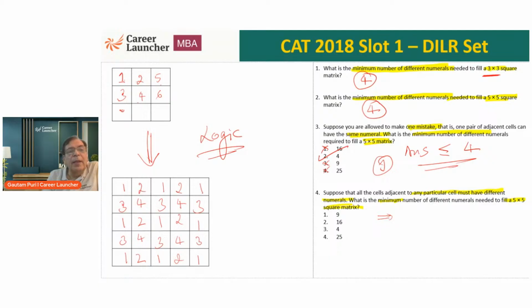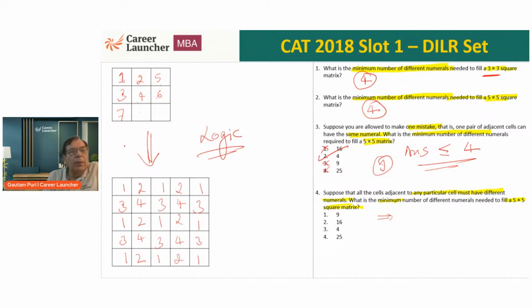Similarly, what will be the number here? 3 is already touching 1, 2, 4. So this can be 5. Right? What about this one? 4 is being touched by 2, 3, and this one by 1, 2, 5, 1, 2, 3, 5, 6. So it cannot be any of these. Oh, sorry, 5 is also wrong. My mistake. I'm surprised no one mentioned it. This cannot be 5 because 5 is already touching. This will have to be 7.